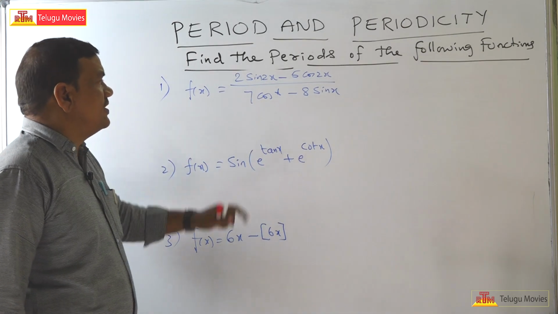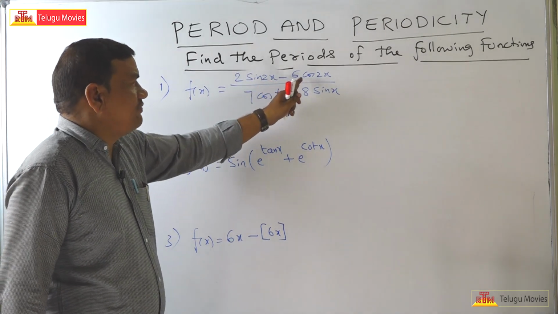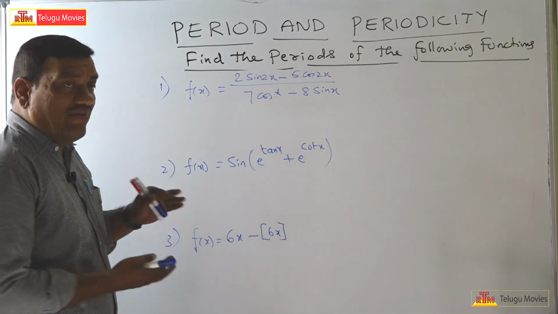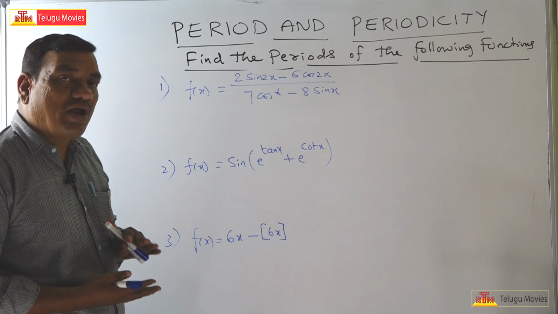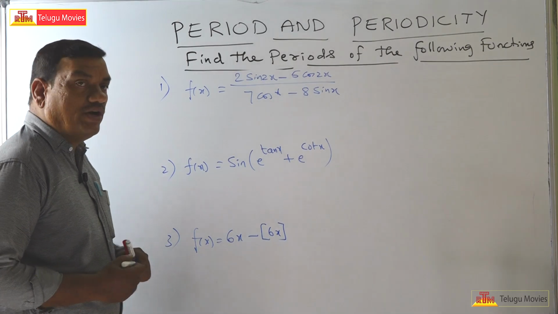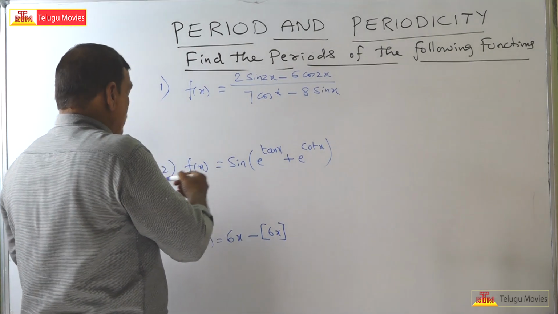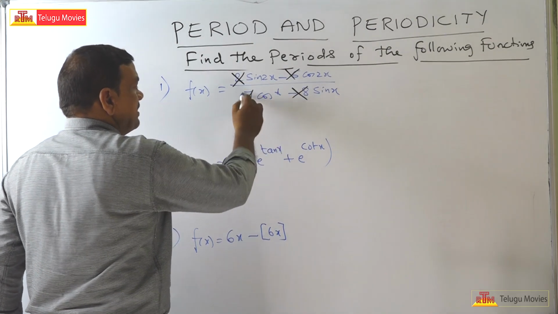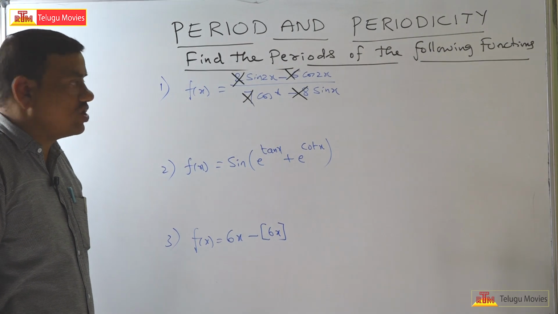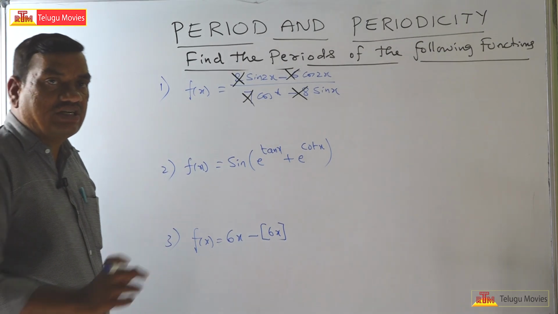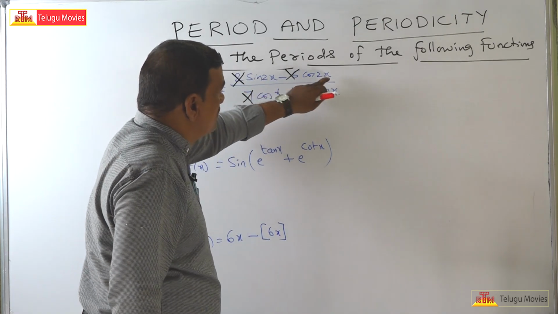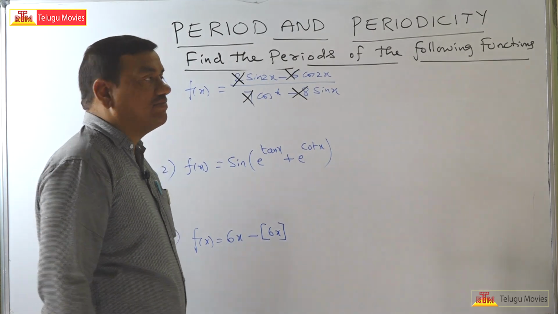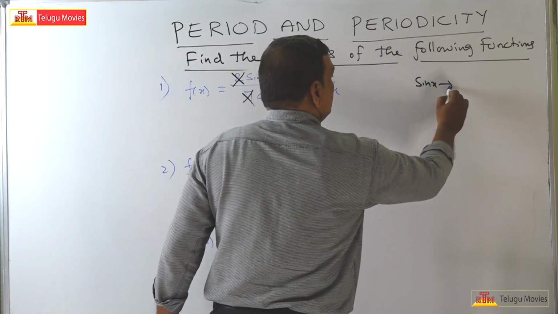See here, the first problem is 2 sin 2x minus 5 cos 2x upon 7 cos x minus 8 sin x. Whenever this type of algebraic function is given, don't worry about these constants 2, minus 5, minus 8, 7. Forget about those constants and concentrate on the trigonometric functions. What are they? Sin 2x, cos 2x, cos x, sin x. What is the period of sin 2x? For sin x the period is 2 pi.